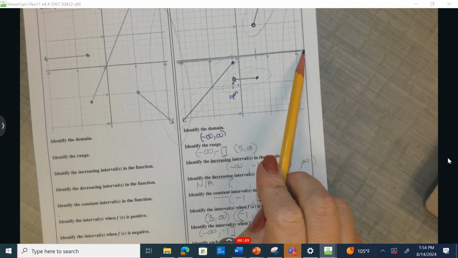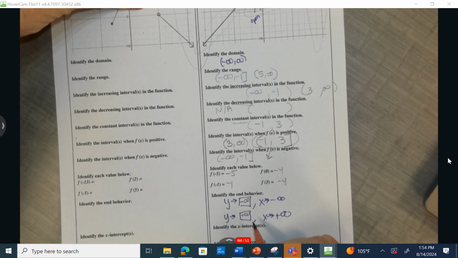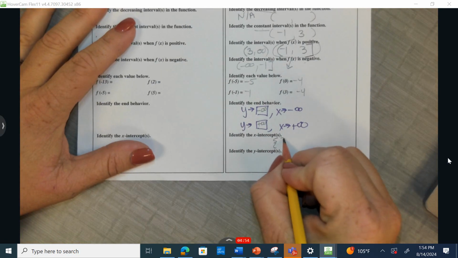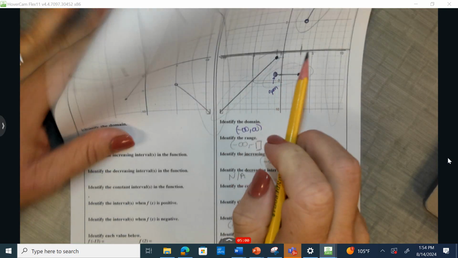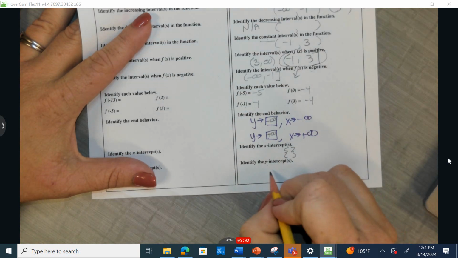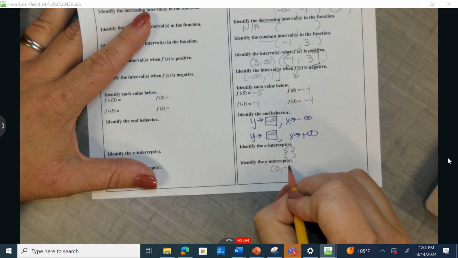This particular piecewise function has no x-intercept, so you could write the empty set. Now look at the y-intercepts. There is one y-intercept. Remember, some of these will have just one y-intercept at most, so this will be at (0, -4).